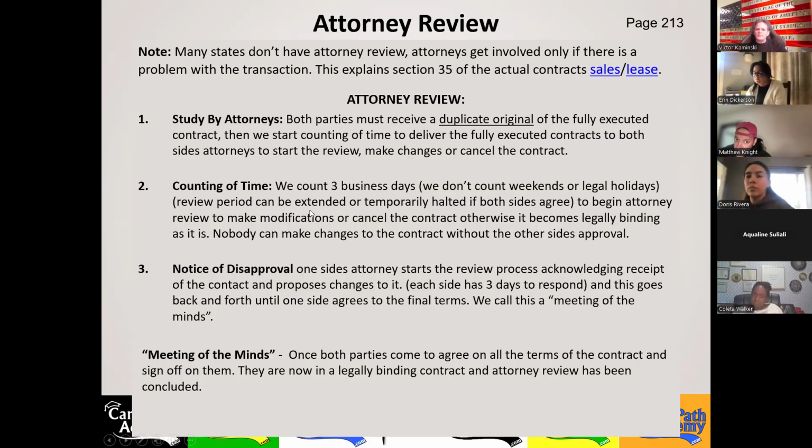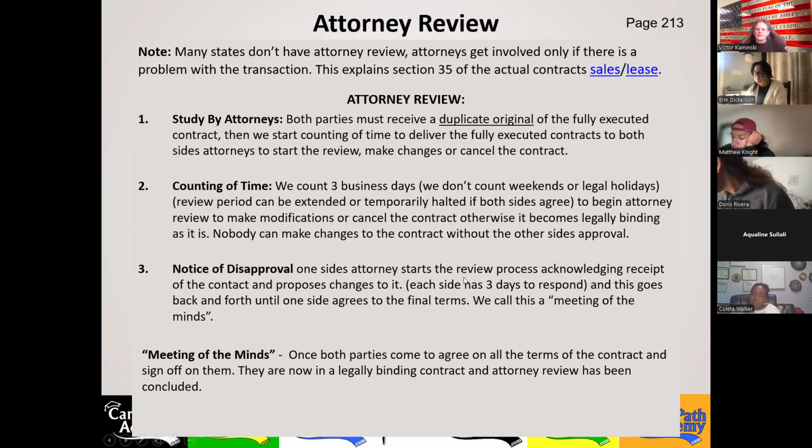The review period can be extended or even temporarily halted by both sides, if they agree upon it, to begin the attorney review, to make the modifications that are necessary, or to cancel the contract. Otherwise, the contract becomes legally binding as it was written. So nobody can make changes to a contract without the other side's approvals. So there will be a notice of disapproval that gets sent out to the other side. That's the way the attorney review starts.